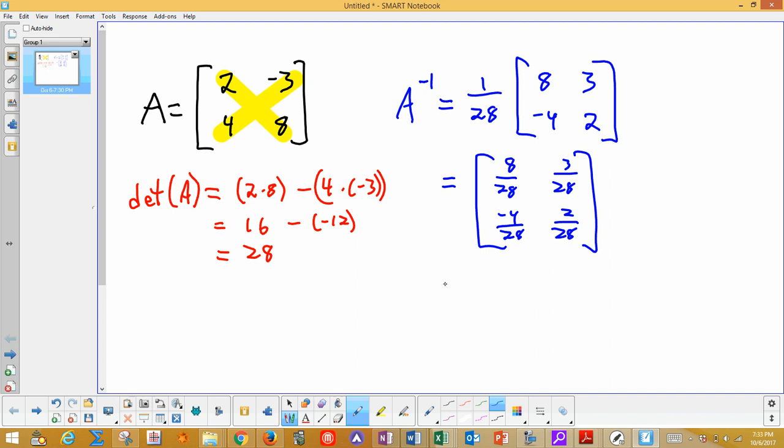But even more, we simplify that. So this is going to be 2/7 according to my brain. And this is 3/28. I think that's nothing we can do there. And this is going to be 1/7, negative 1/7. And this is going to be 1/14. Okay, and that is A inverse.